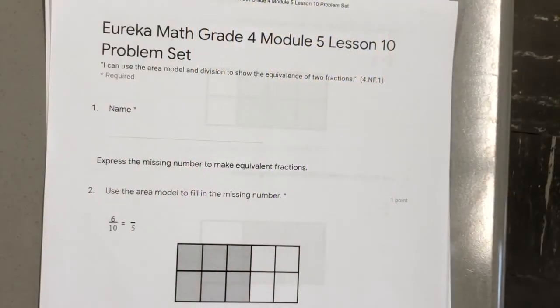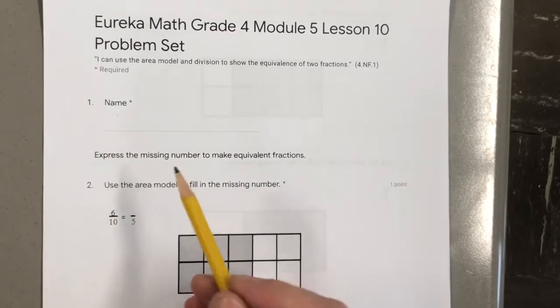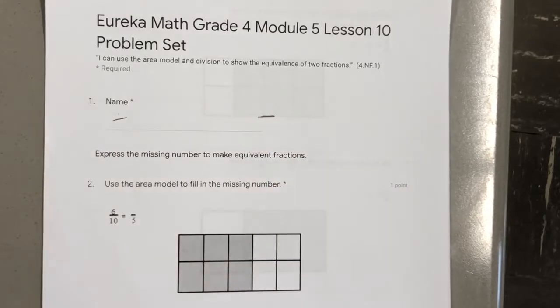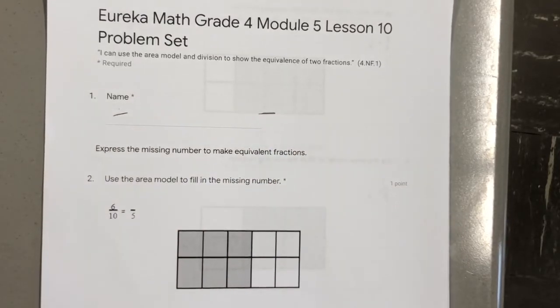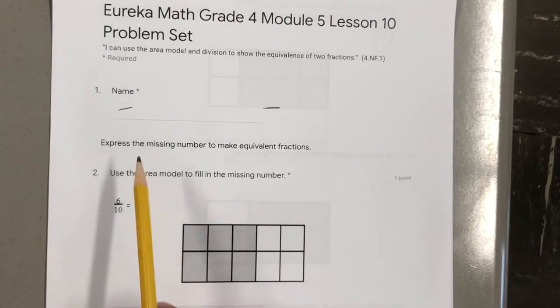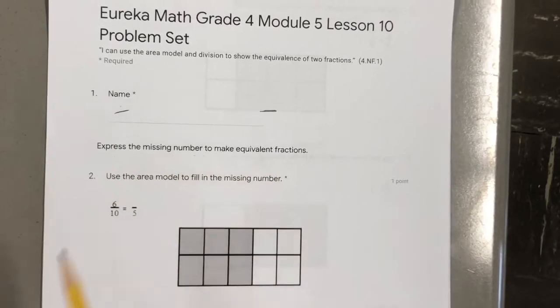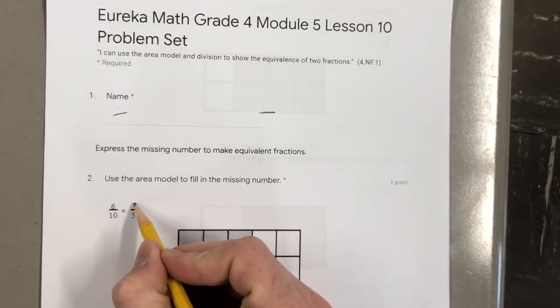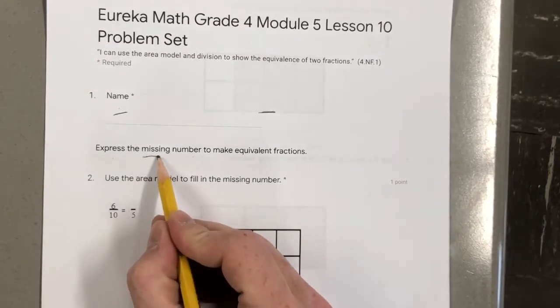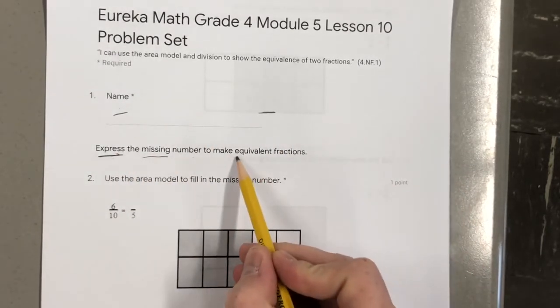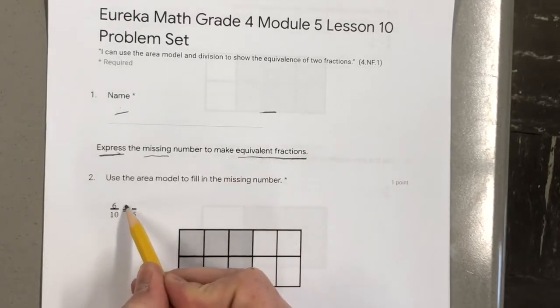Now we're going to move on to our problem set. So, the first thing you're always going to do is put your name in. And remember, you need both a first and a last name. Then you move over to the actual questions. The instructions say, express the missing number to make equivalent fractions. So whatever we're missing, that's going to be our missing numbers. Express just means show, and we need to make equivalent fractions. So we need to make sure that they are equal.